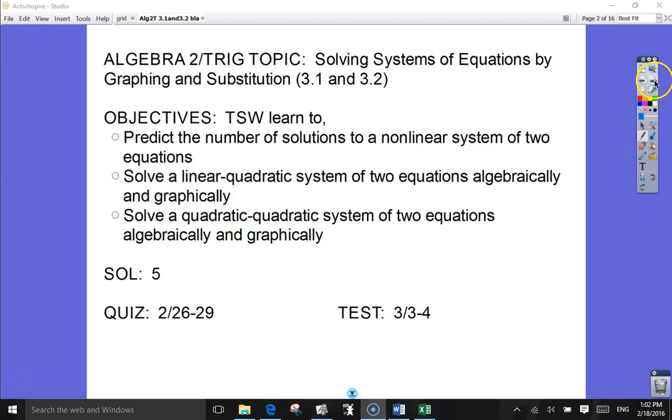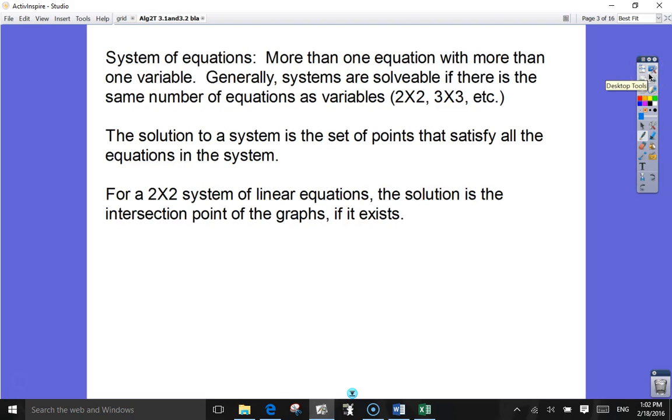Okay, let's see. So, system of equations, just to refresh your memory. A system of equations is more than one equation with more than one variable. Generally, two equations with two variables, three equations with three variables, right? As long as you have the same number of equations as variables, usually you can solve it.